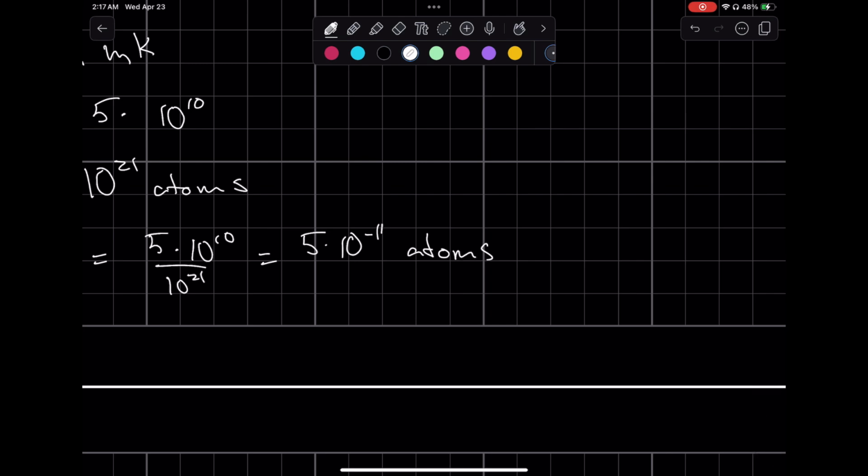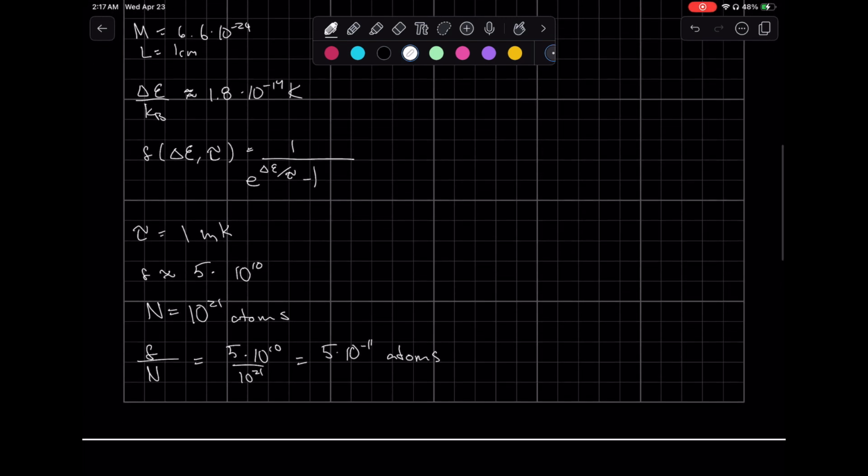This is essentially 0. So that's why we say all of the atoms are in the ground state. Most of them are. And this is what we mean by a Bose-Einstein condensate. All these bosons piling into a ground state, doing weird stuff. Super cool. Physics is so fun.